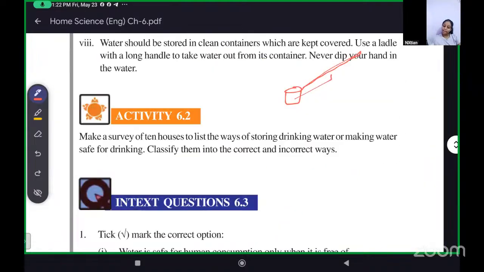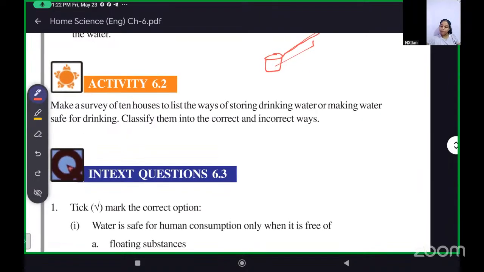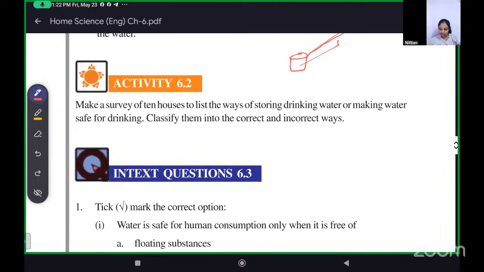Then make a survey of 10 houses to list the ways of storing drinking water or making water safe for drinking. Classify them into the correct and incorrect ways. This is an activity that you can try out. You can check how people are storing the water, and classify if they are storing it in the correct way or not.